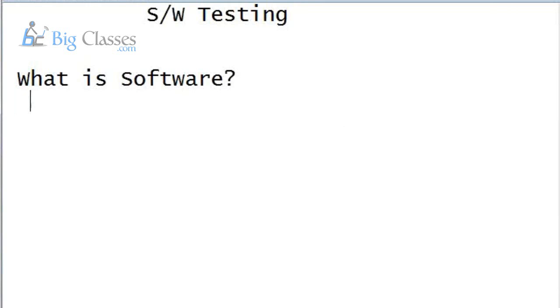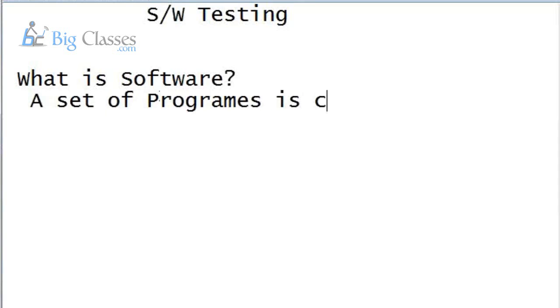See, I'll explain the simple definition for software. A set of, or collection of, programs is called software. See, software means a set of programs or a collection of programs is called software.